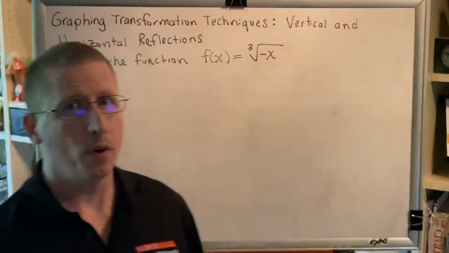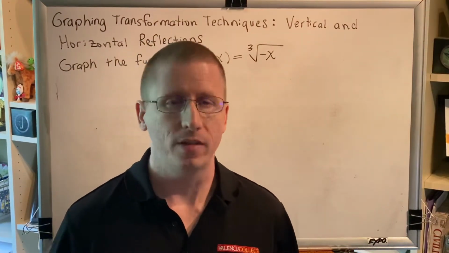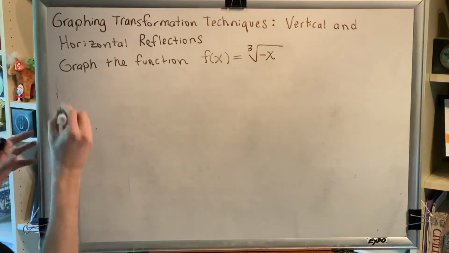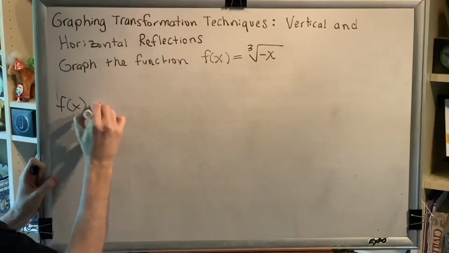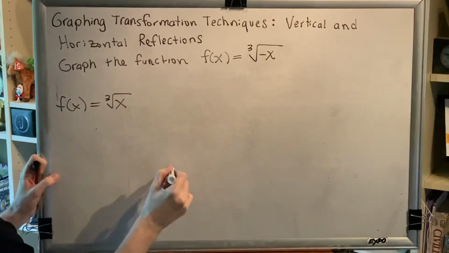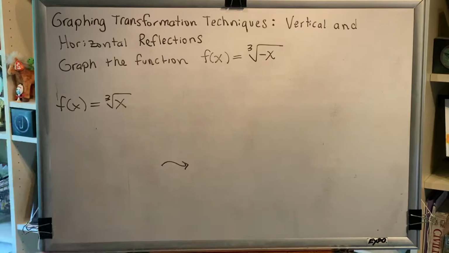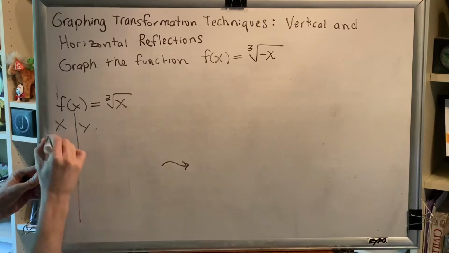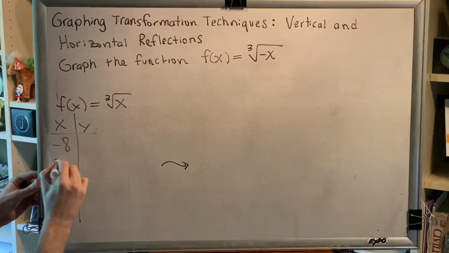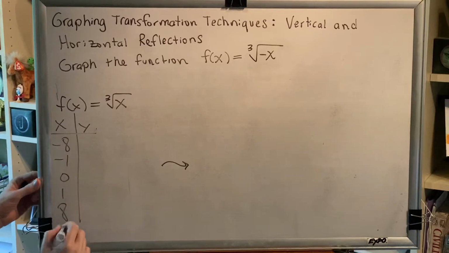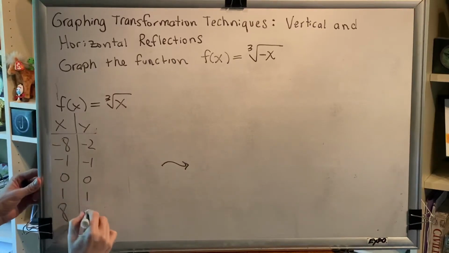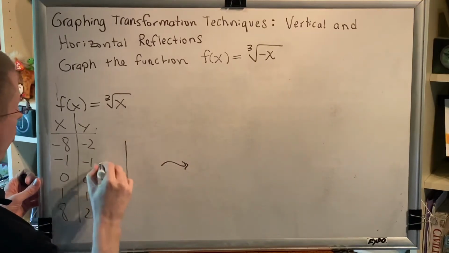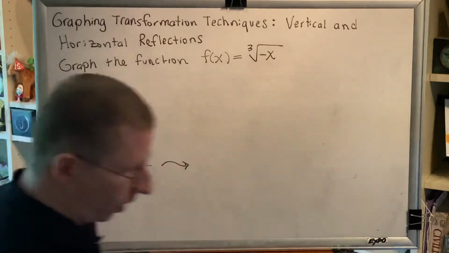Okay, so the first thing we want to do is to identify our parent function, our basic function, that has been transformed to create this. Hopefully it's obvious to you that that's the cube root function. We started with f of x equals the cube root of x, and then we transformed that into this function. So you should know all of the points from memory associated with the cube root of x, and they are -8, -1, 0, 1, 8 for the x's, -2, -1, 0, 1, 2 for the y's. And if we were to create a quick sketch of the cube root function, here's what it would look like.